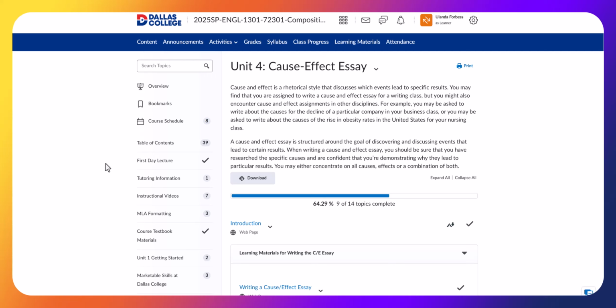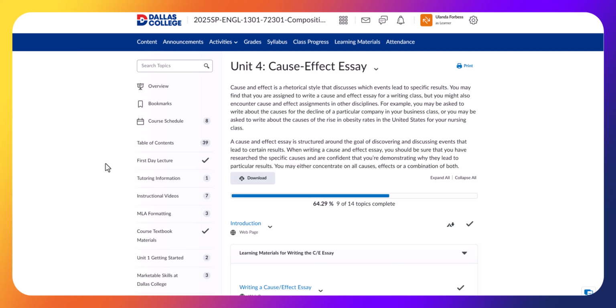So when you log into your eCampus class, go to Unit 4, the cause-effect essay. Cause-effect is a rhetorical style that discusses which events lead to specific results. You may find that you're assigned to write a cause-effect essay for a writing class, but you also might encounter the cause-effect essay in other disciplines, such as history, or business class, or a nursing course.